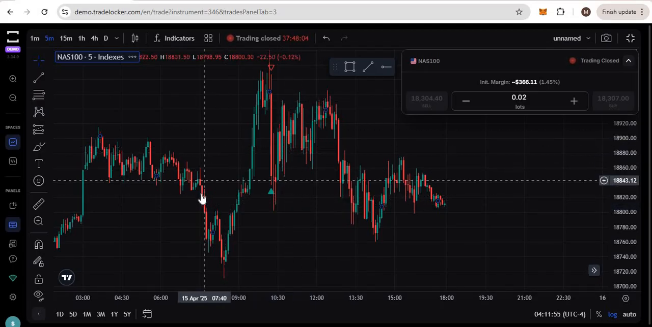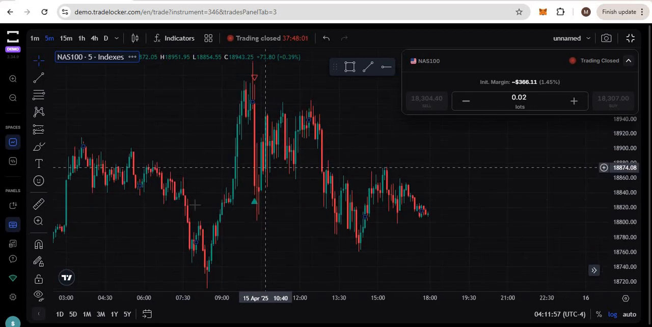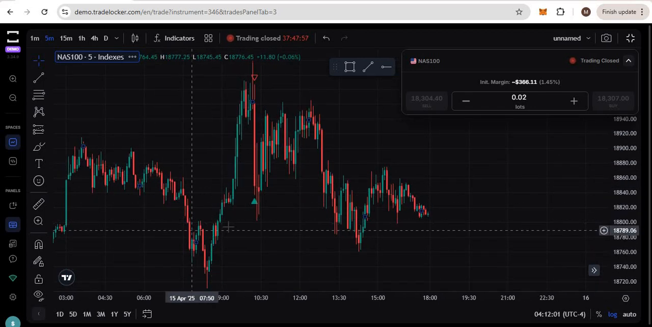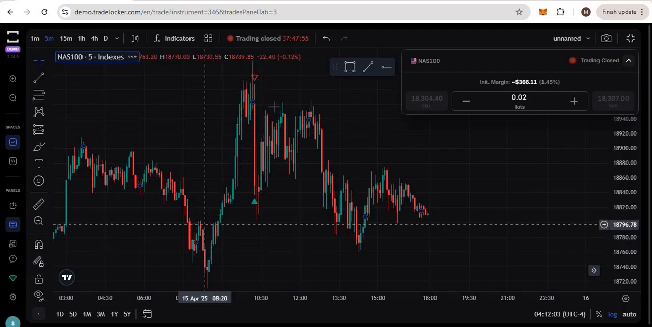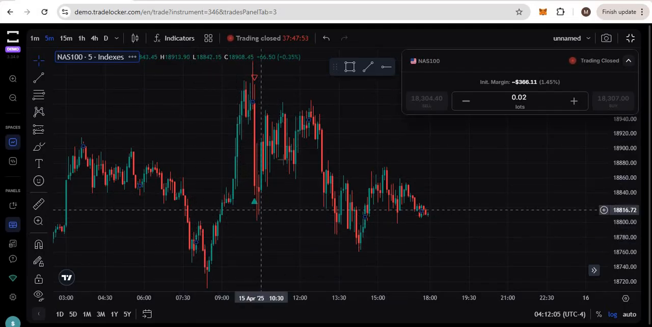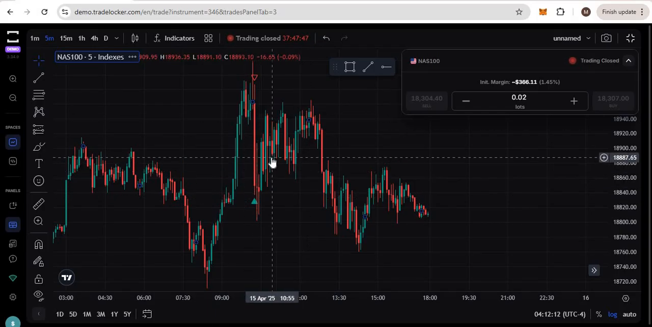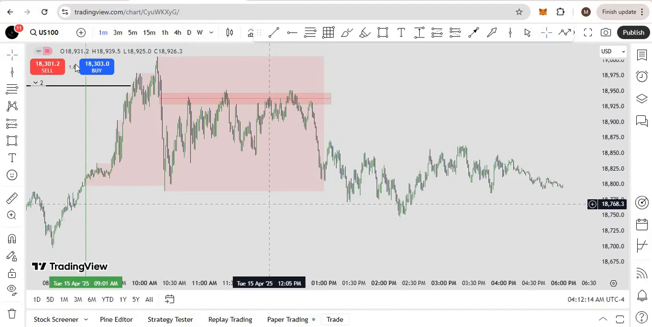So it means ICT, all the concepts are working, okay. Even in the bearish scenario, this bullish setup also gives you 1 to 1 or 1 to 2 risk to reward if you go with the proper channel or in the 1 minute time frame, right? So now let's go to the second trade.